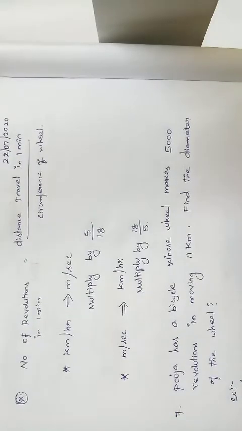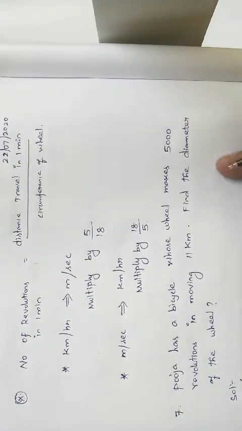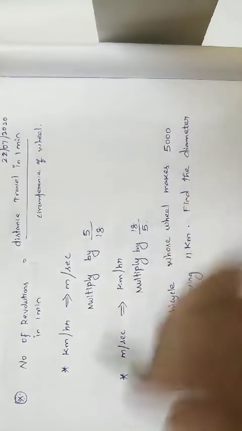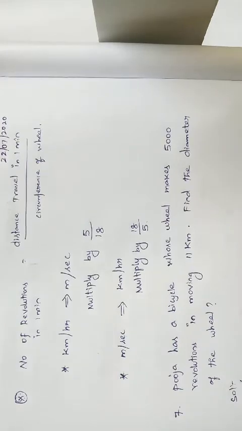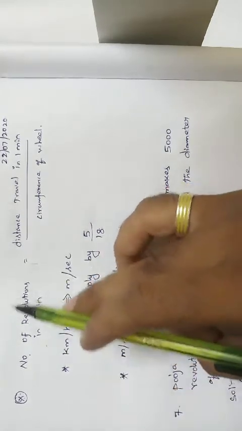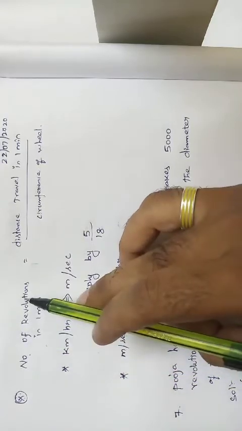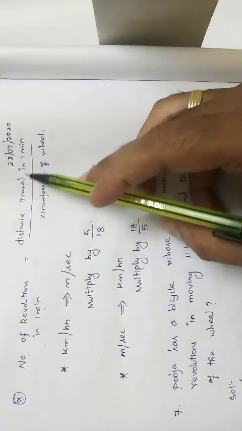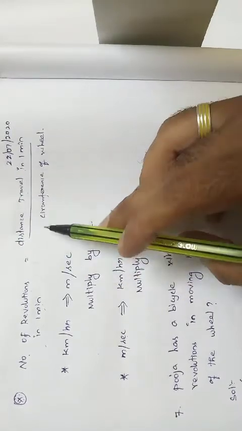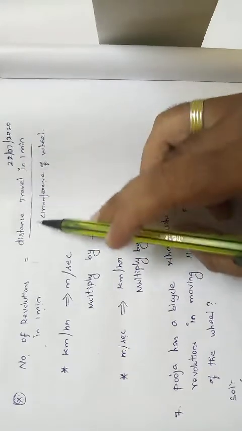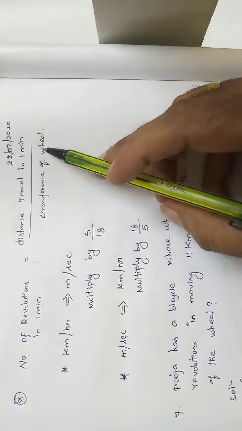Hi students, today we are going to see the remaining sums in concept 1. Before entering into that, we have to recall some very important formulas. The number of revolutions or rotations in 1 minute is equal to the distance traveled in 1 minute divided by the circumference of the wheel.